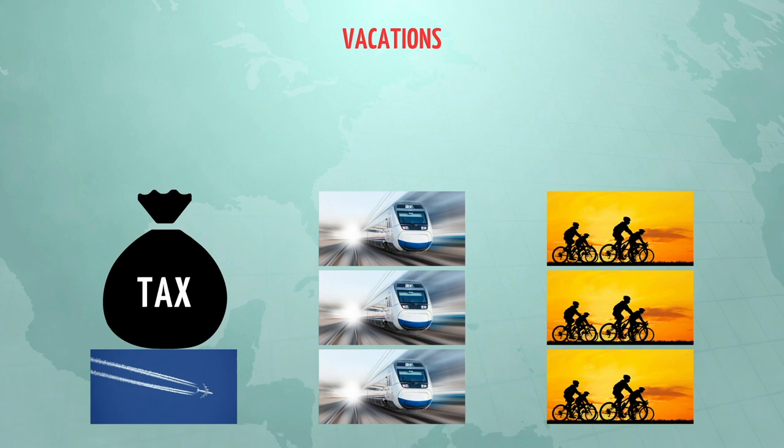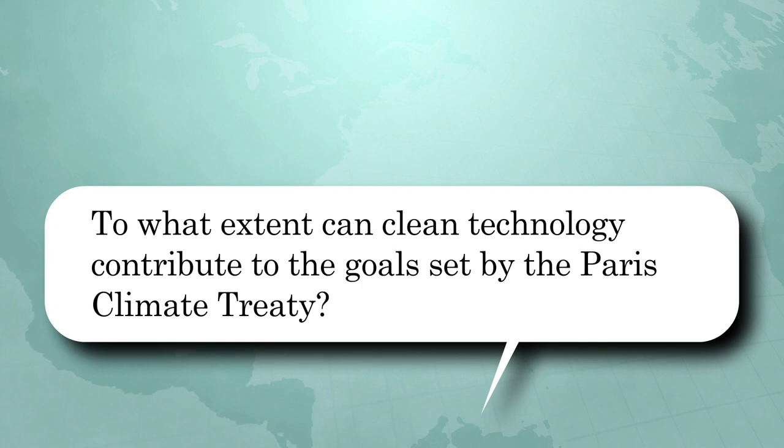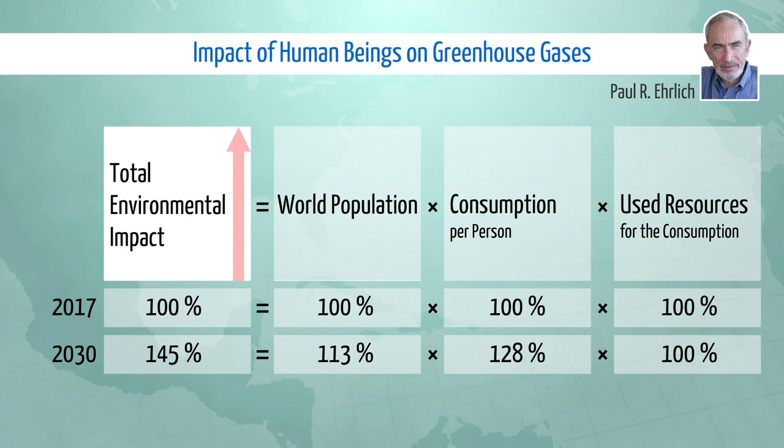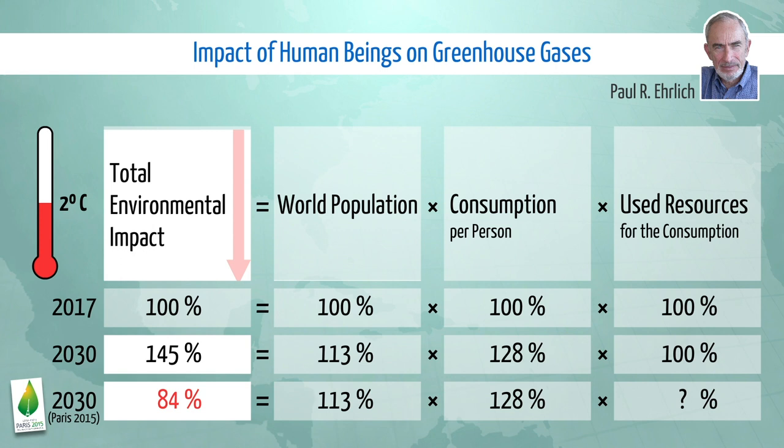To what extent can clean technology contribute to the goals set by the Paris Climate Treaty? Without a new policy, the index of CO2 emissions in 2030 is prognosticated at 145. To ensure that the Earth's temperature does not increase by more than 2 degrees Celsius, emissions will have to be 16% lower by 2030 than they are in 2017 to allow an index score of 84.